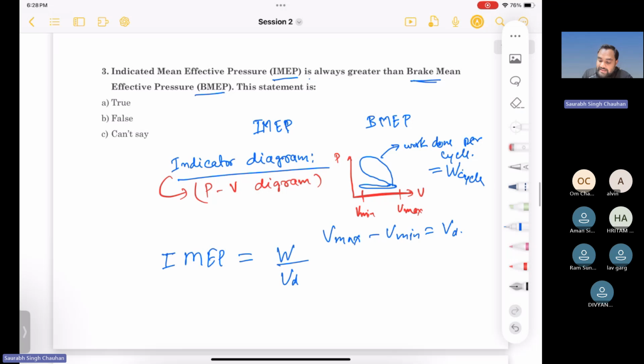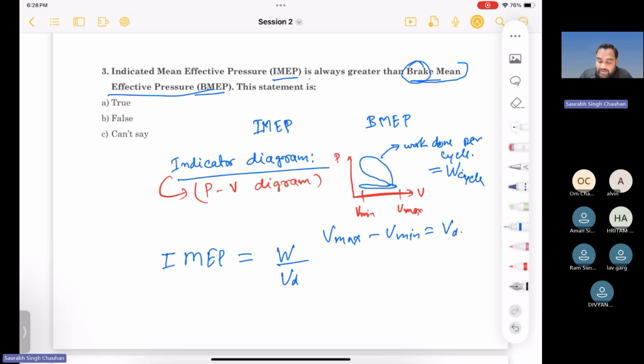There is one more term called brake mean effective pressure. This is related to your brake power. So what is brake power? Brake power is the power which you are getting at the shaft. At the shaft you are not getting the same work output that you find from the indicator diagram, because there will be some mechanical losses due to friction and maybe some other kinds of losses. So in the real case, at the shaft you are getting less work output.